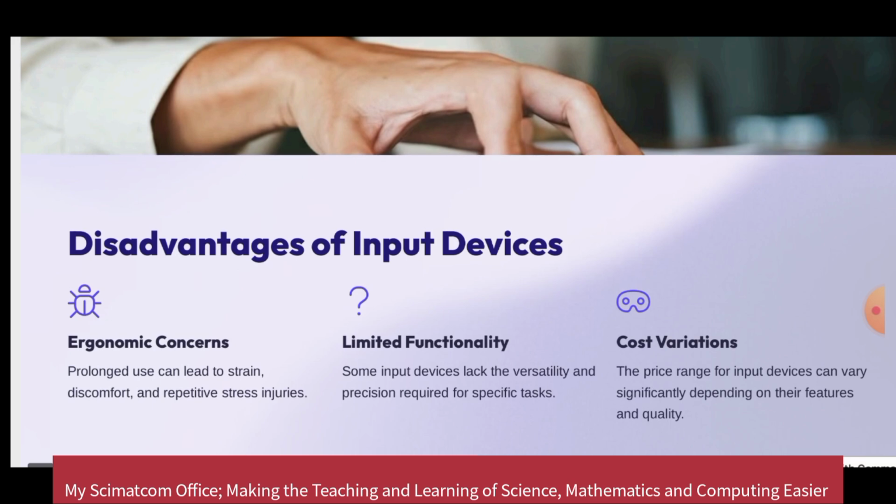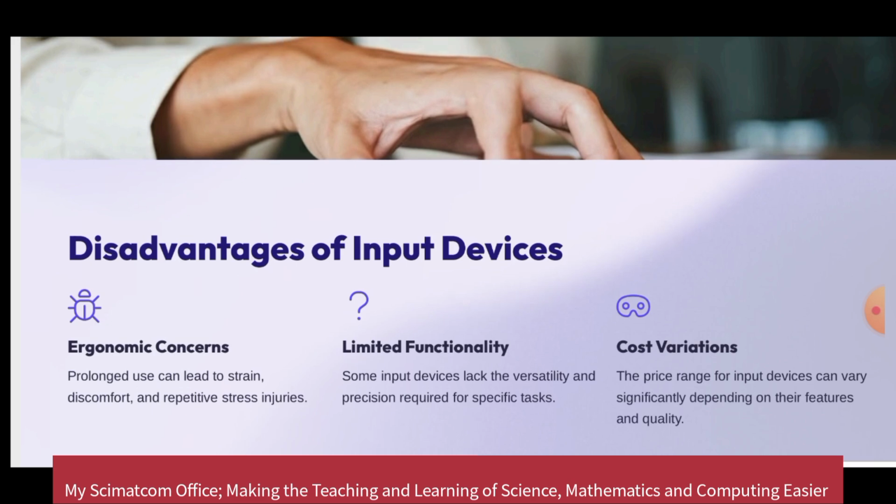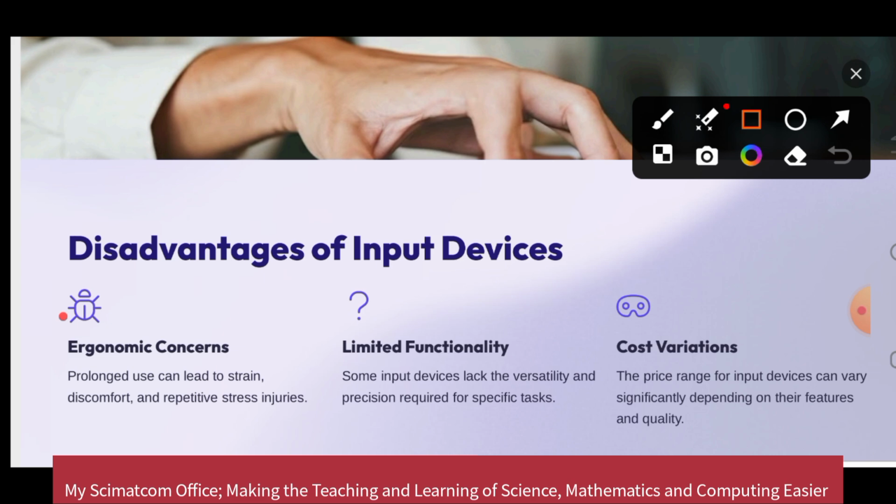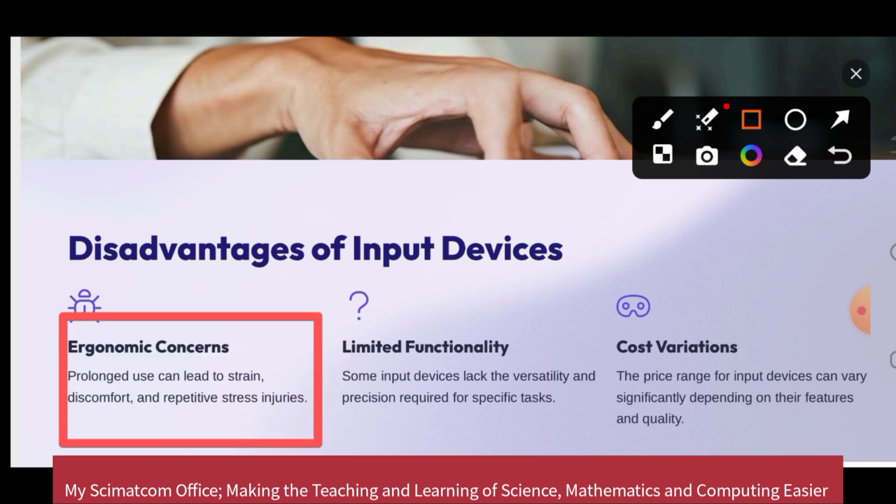Disadvantages: every good thing has a bad side as well. The disadvantages of input devices: we have ergonomic concerns. The prolonged use of these devices can strain you and bring discomfort. It can cause a lot of injuries, especially to your fingers when you're using the keyboard. With your mouse, if your wrist is not that strong, or if you are someone who doesn't move your hands a lot, you are going to feel some pain. So that's the ergonomic concerns.